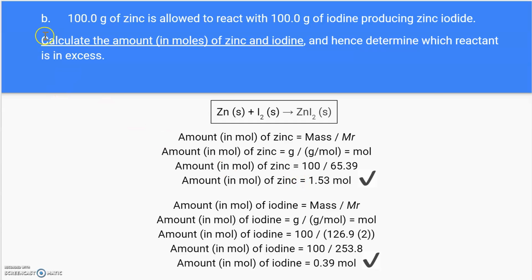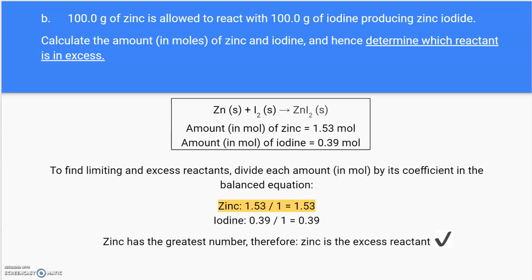So we now have accomplished the first part of that problem, which is calculating the amount in moles of zinc and the amount in moles of iodine. So let's jump to part 2 of section B, which is determining which reactant is in excess.